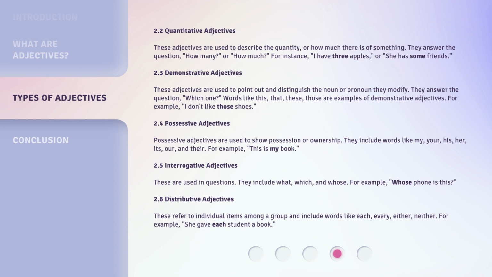2.5 Interrogative adjectives. These are used in questions. They include what, which, and whose. For example, whose phone is this? 2.6 Distributive adjectives. These refer to individual items among a group and include words like each, every, either, neither. For example, she gave each student a book.